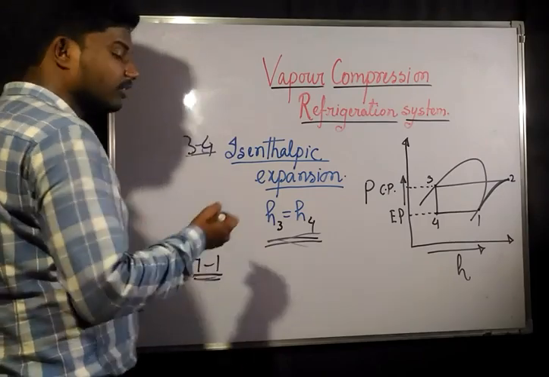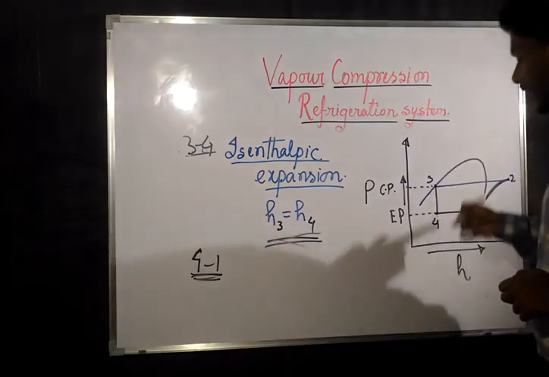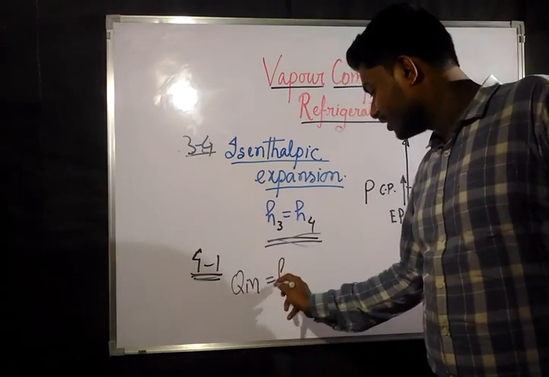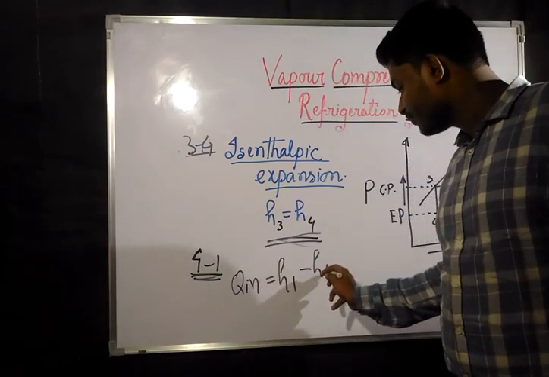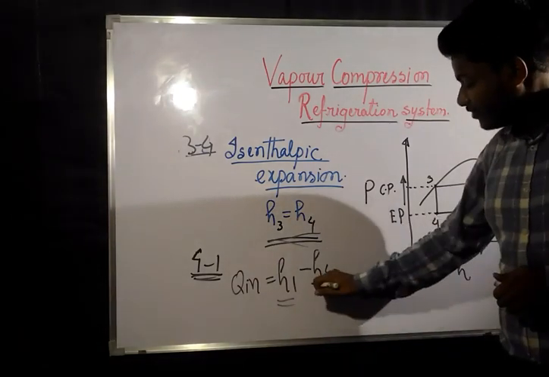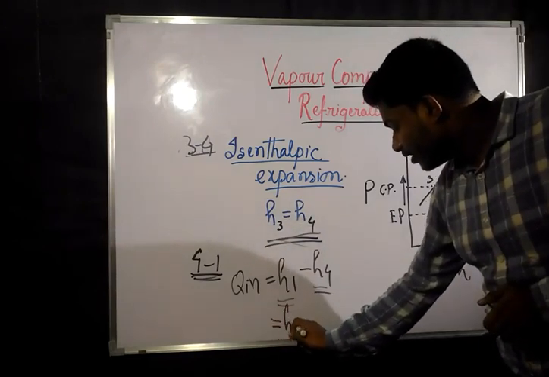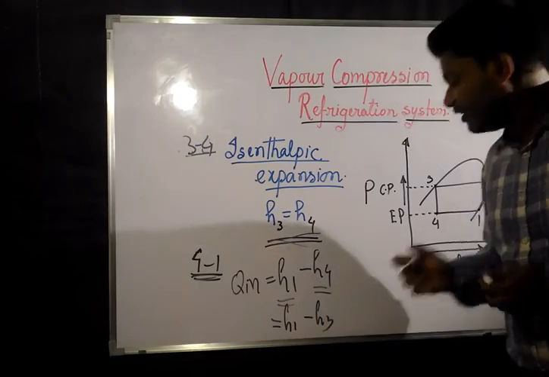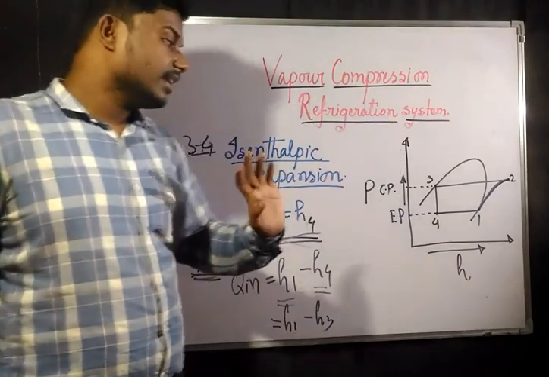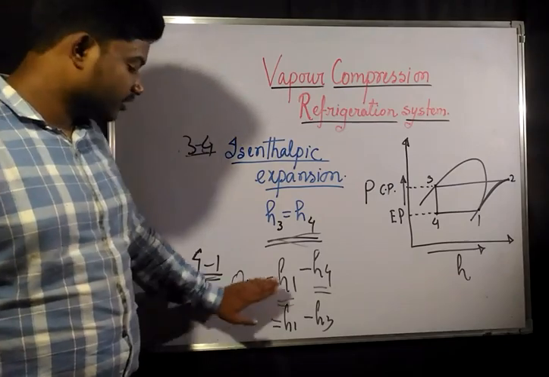So if you want to go for the 4 to 1 process, what is going to be there? 4 to 1 is nothing but the heat input process to the system. What is going to be the amount of heat input? It is again going to be the enthalpy difference, that is H1 minus H4. H4 is equal to H3, so H1 minus H3 is going to give you whatever the heat input is in a vapor compression refrigeration system. So Q in for this is H1 minus H3.